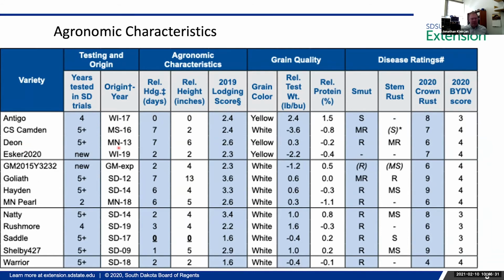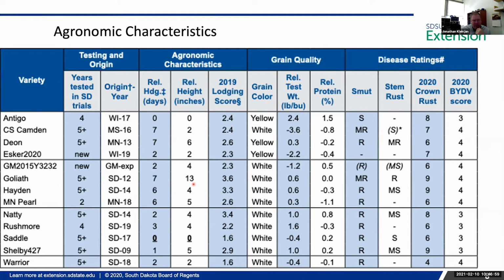Dion was released from Minnesota in 2013. For relative heading, Dion's one of the later varieties, later maturing. The check is Saddle, and I have footnotes on these tables to tell you which day of the year Saddle was heading, but I didn't include those because it would have made things too hard to see. So Dion is 7 days later than Saddle. It is 6 inches taller than Saddle. Saddle is an early short variety. So you can just see the differences here.